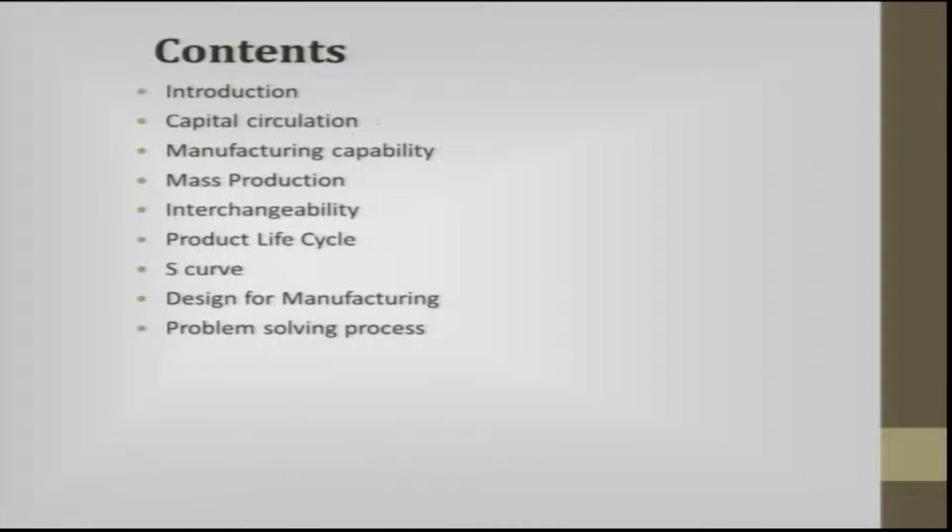So, we have covered capital circulation, manufacturing capability, mass production, interchangeability, product life cycle and S curve. S curve we ended with an example of Nokia phone, saying a feature based phone, then a smartphone. We saw that S curve. So, in the S curve we also saw embryonic period, then technology development period or technology reiteration period, then maturity period and then aging period.